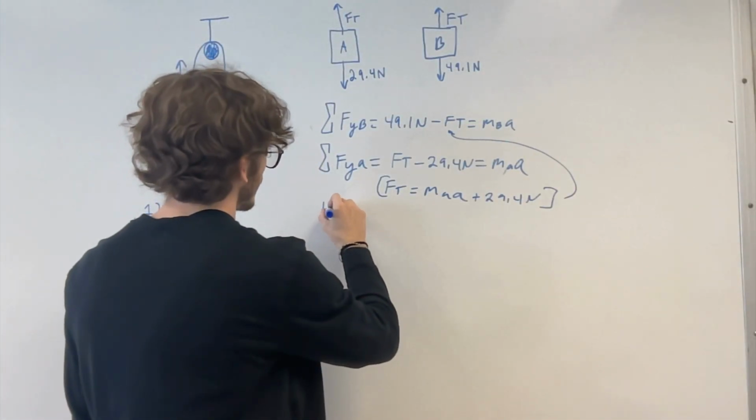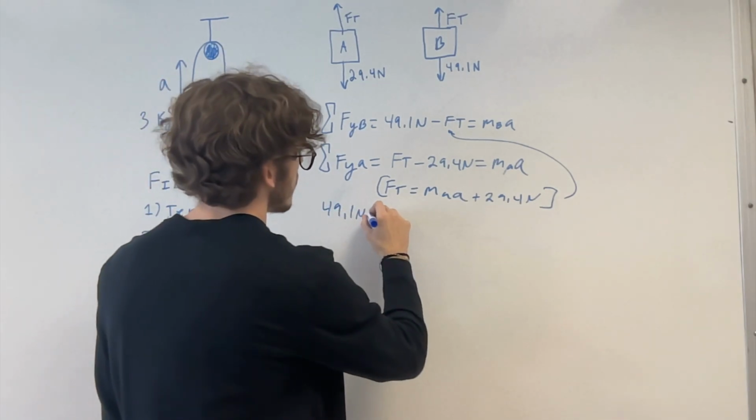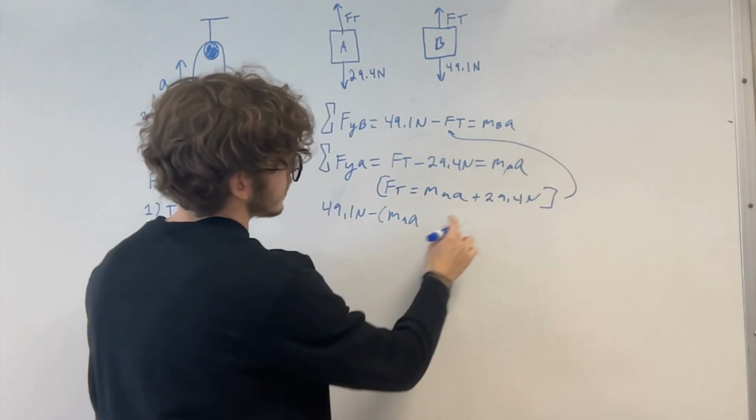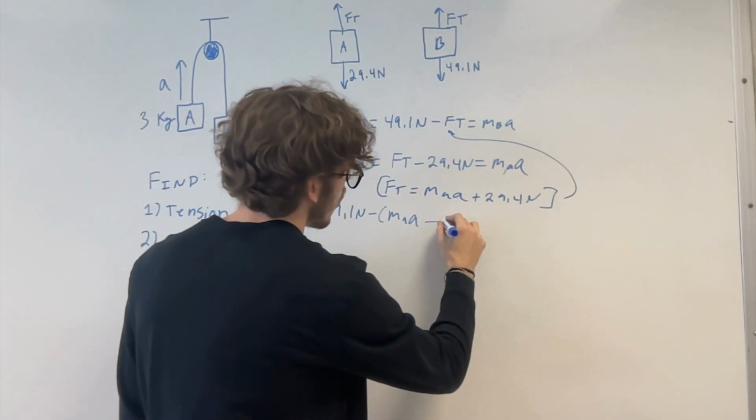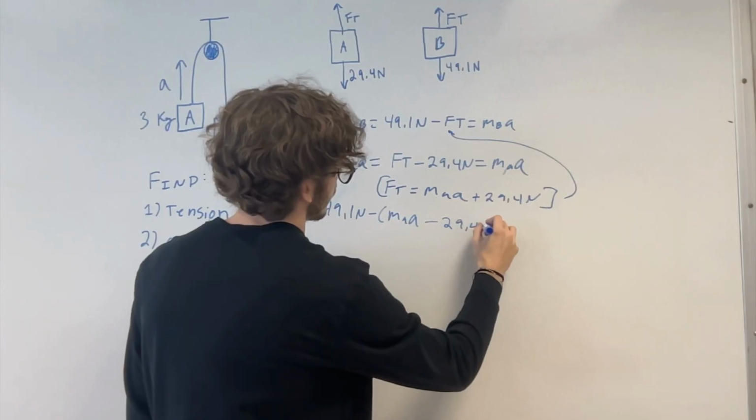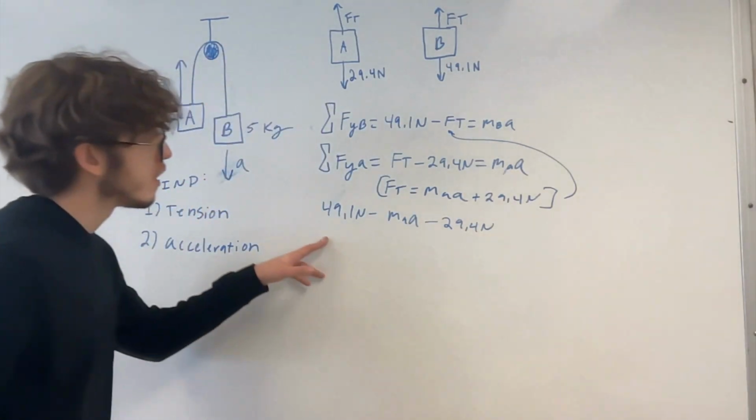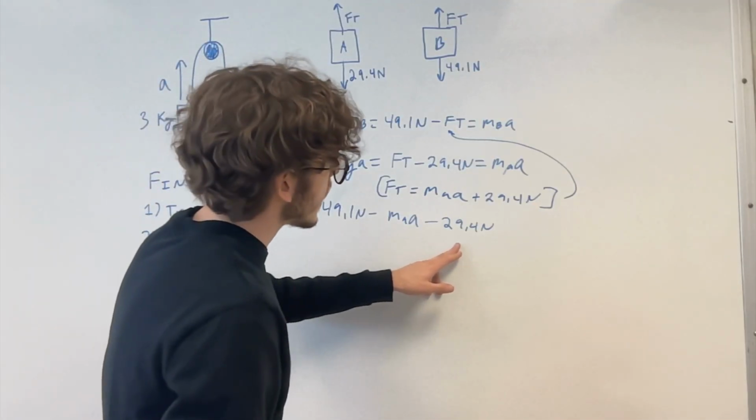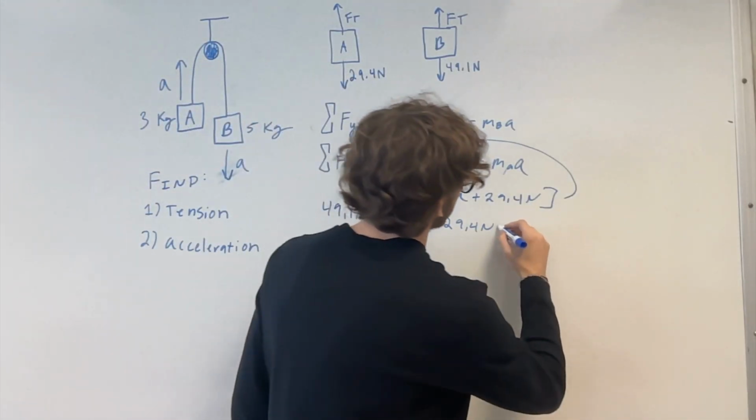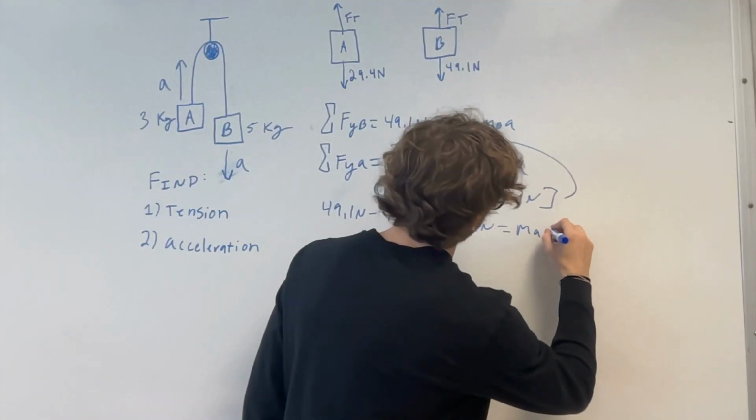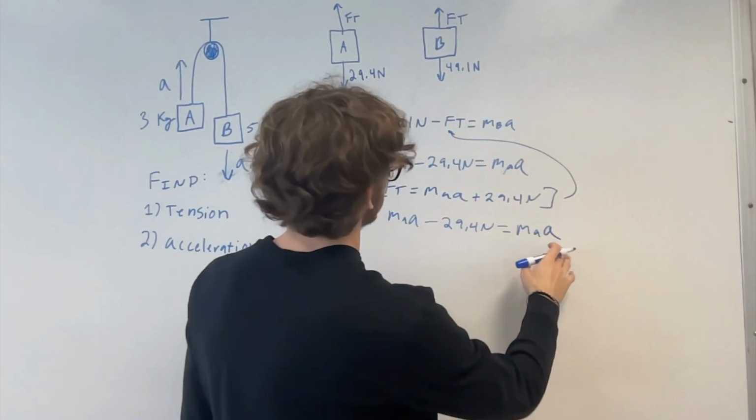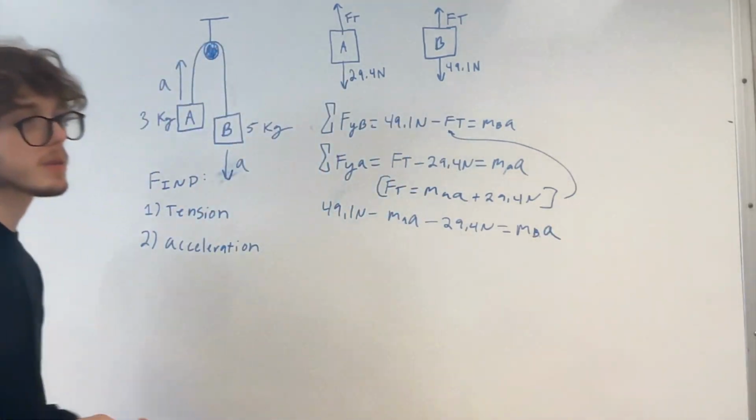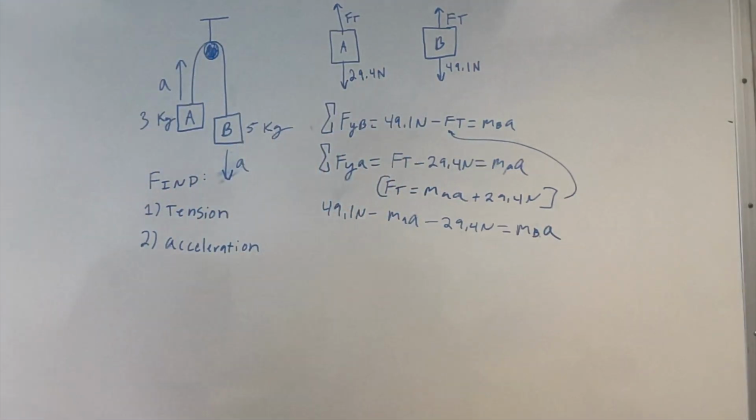So we're going to get 49.1 newtons minus, and that's the quantity here. Don't think it's just minus this and not minus that. It's minus both. 29.4 newtons. Drop the parentheses. So it's 49.1 newtons minus the mass times acceleration of the system minus 29.4 newtons is going to be equal to the mass of A times acceleration. Or sorry, mass of B times acceleration. I keep doing that with the masses.